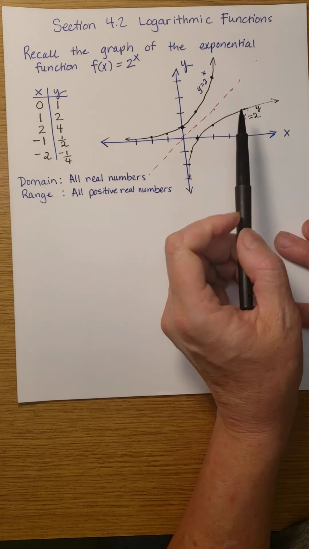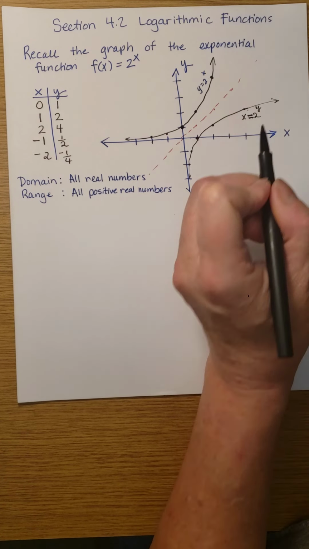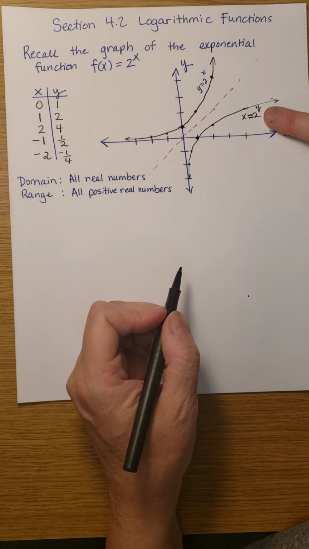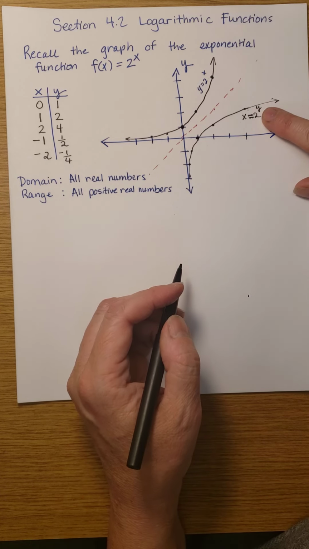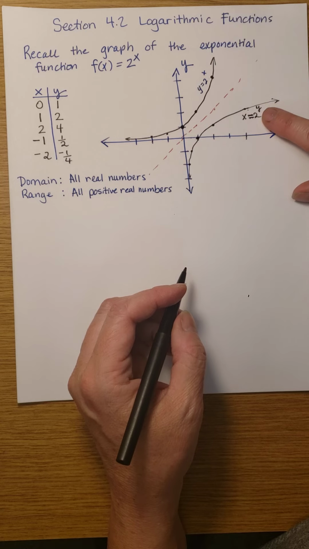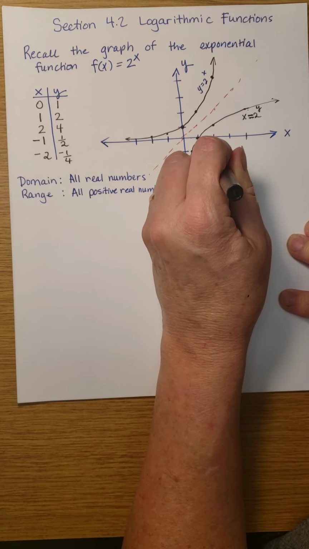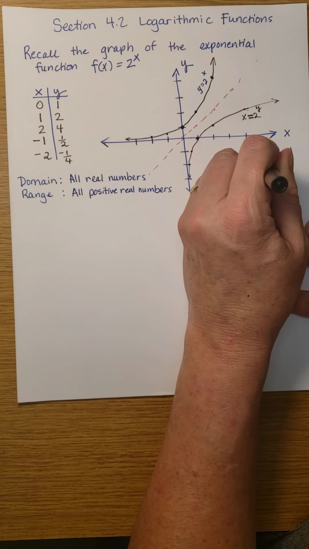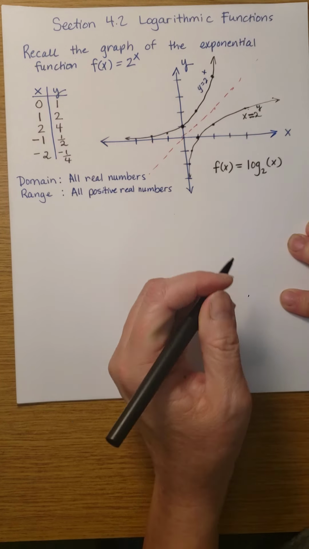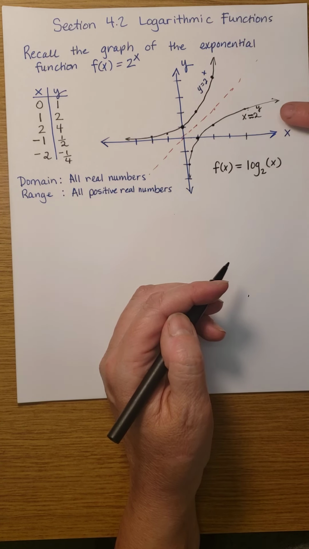Well, this is the equation for this line, but this is not in function notation. So in order to have a function notation, we have to create a name for this. So that's all this is. f of x equals log base 2 of x. This is the name of the function that is described by this equation.